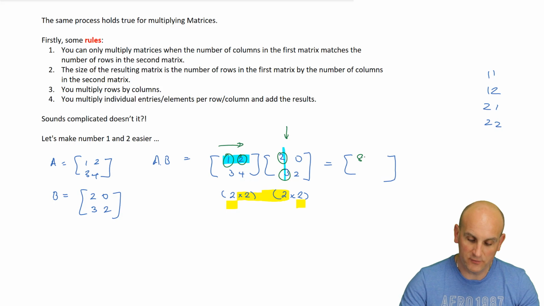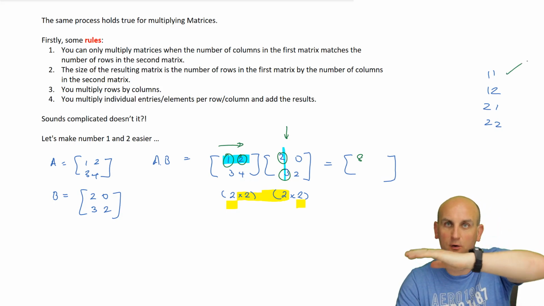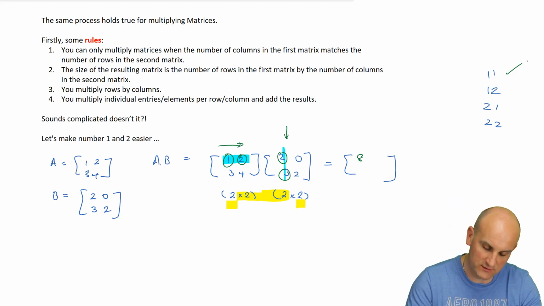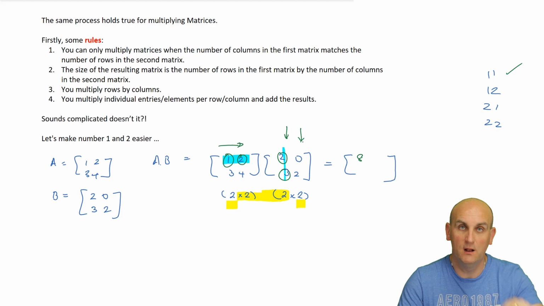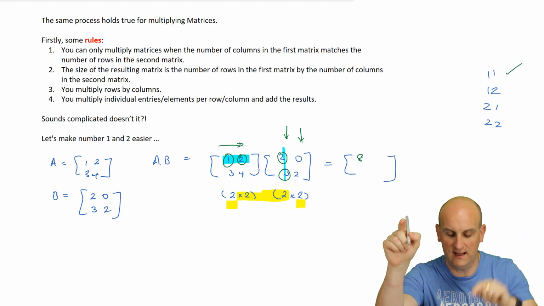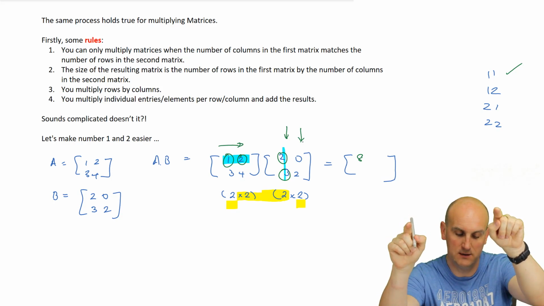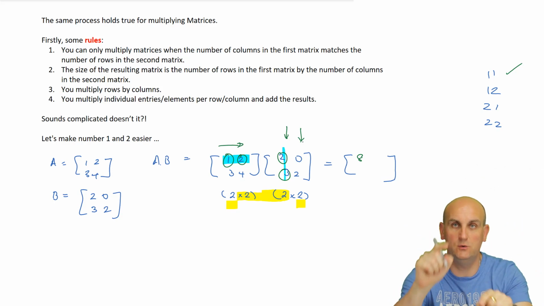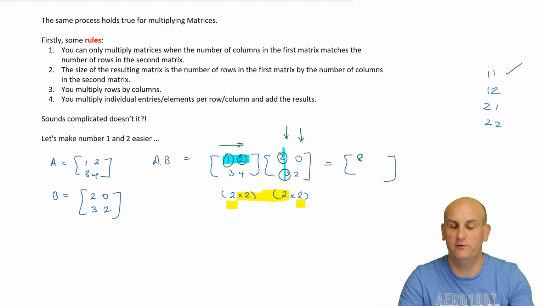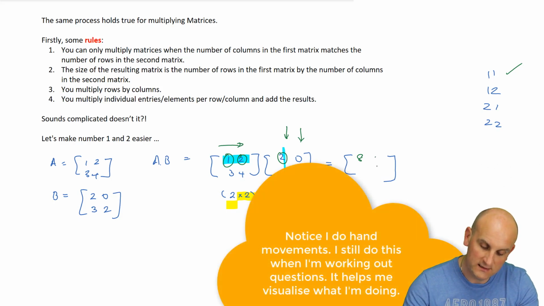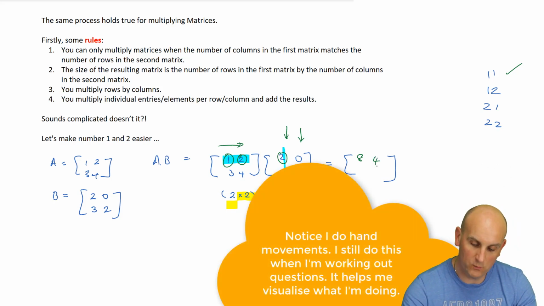So I've done 1,1. Now I'm going to do 1,2: first row, second column. I'm sticking with this first row, but now I'm using the second column and pairing the numbers up. The 1 and the 0, and the 2 and the 2 pair up. So 1 times 0 gives me 0, and 2 times 2 gives me 4. Add them together gives me 4.